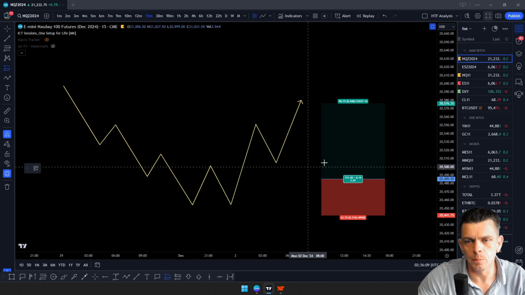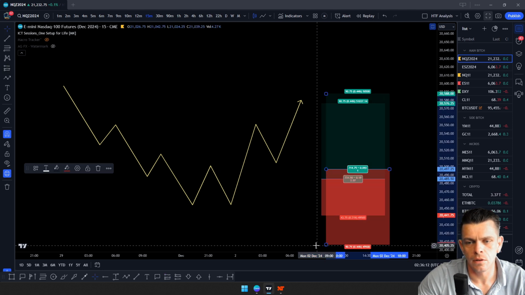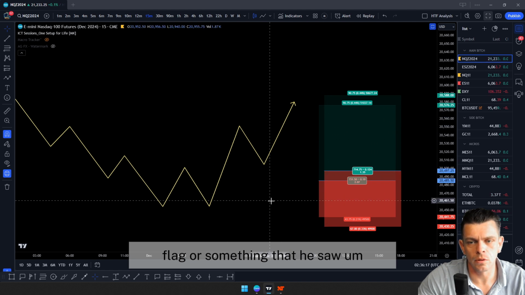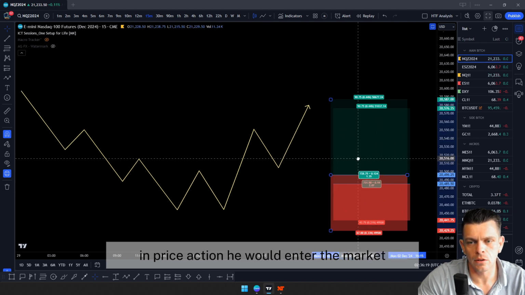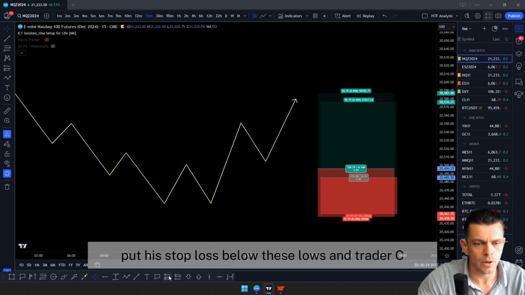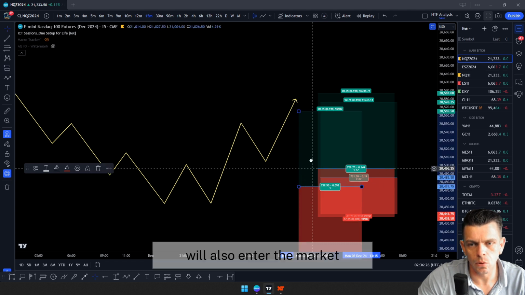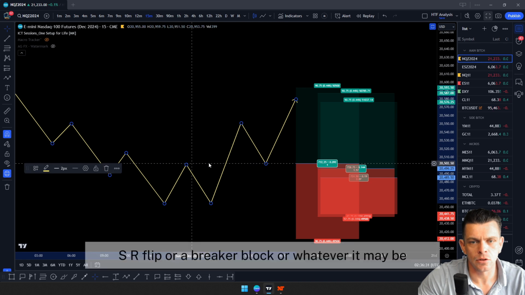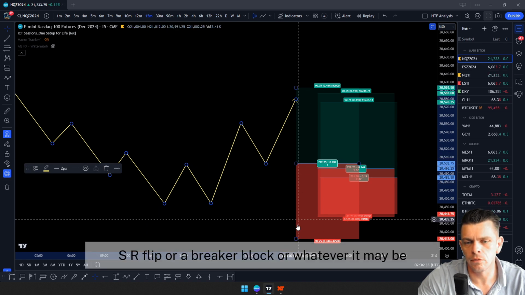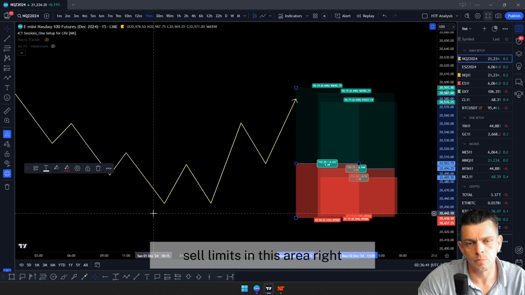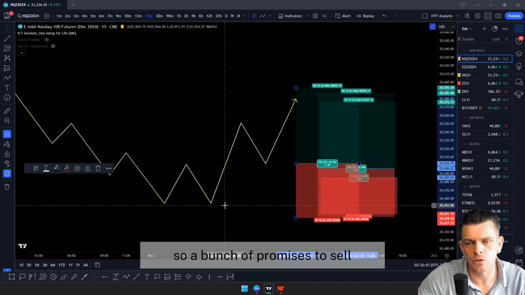Now trader B would also enter his position, let's say based on some flag or something that he saw in price action. He would enter the market, put his stop loss below these lows, and trader C will also enter the market based on something that he saw in the market, right? An SR flip or a breaker block or whatever it may be. So now there's a cluster or an accumulation of sell limits in this area, right? So a bunch of promises to sell.